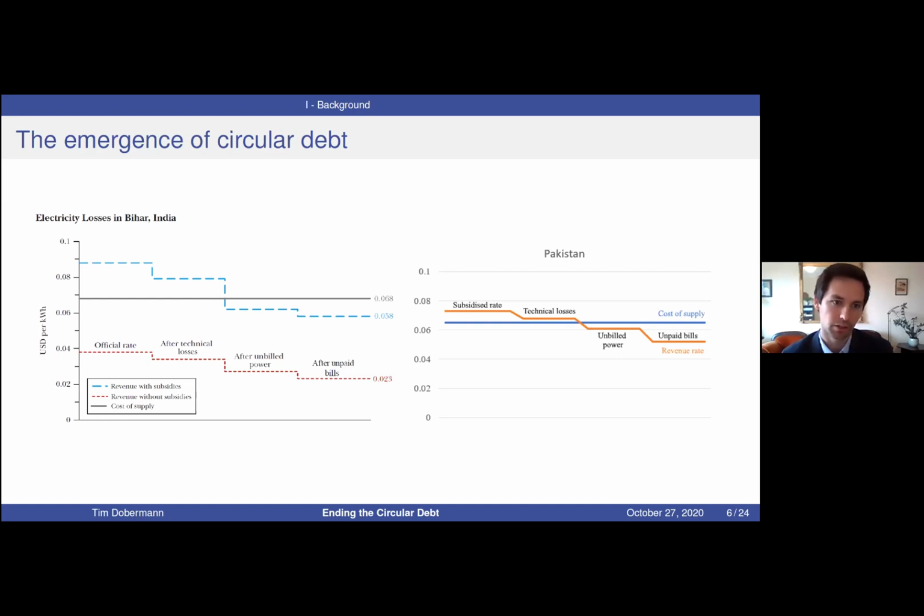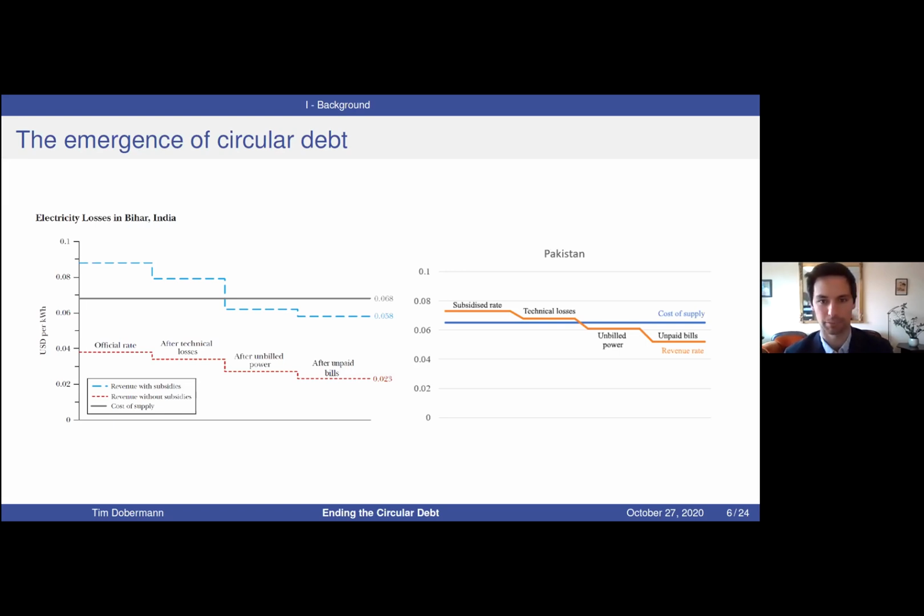And here you can see the following. Each of these plots is the cost per unit of electricity. First, on the far left, you have the official rate. This is the price that you should be getting per unit. But what you actually want to do is to uncover what the actual revenue rate per unit will be in the setting, once you deduct technical losses, once you deduct unbilled power, and once you deduct unpaid bills. So let me unpack that.